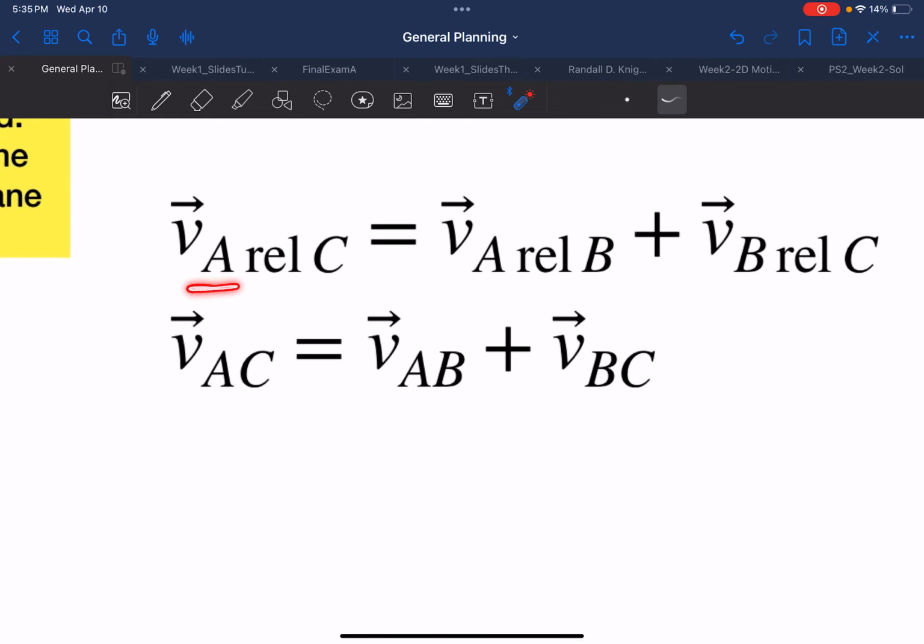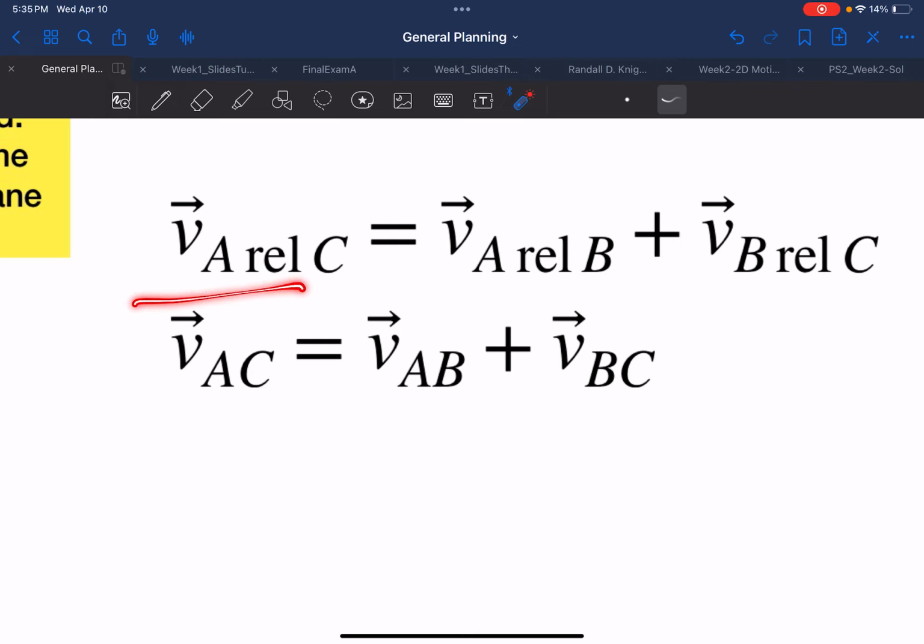So let's say you have three objects: an object A, object B, and object C. Then the velocity of object A relative to object C can be found by taking the velocity of A relative to B and adding that to the velocity of B relative to C.